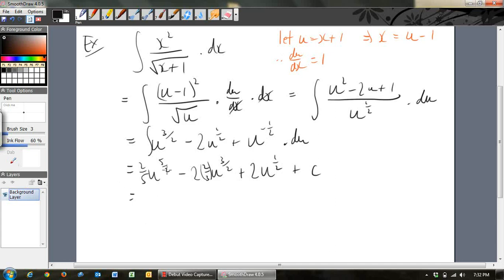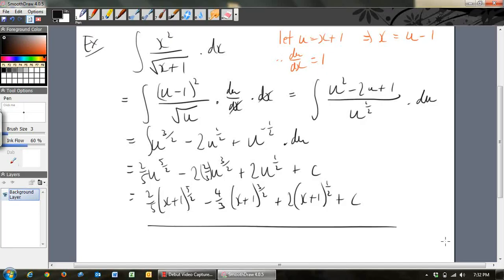So that's equal to, now we can put the u back in, so that's x plus 1, so we get 2/5 x plus 1 to the 5 on 2 minus 4/3 x plus 1 to the 3 over 2 plus 2 x plus 1 to the half plus c. That is your answer for that. Hope that makes sense. Give linear substitutions a go. They're often a good way out of a seemingly sticky situation. Thank you.